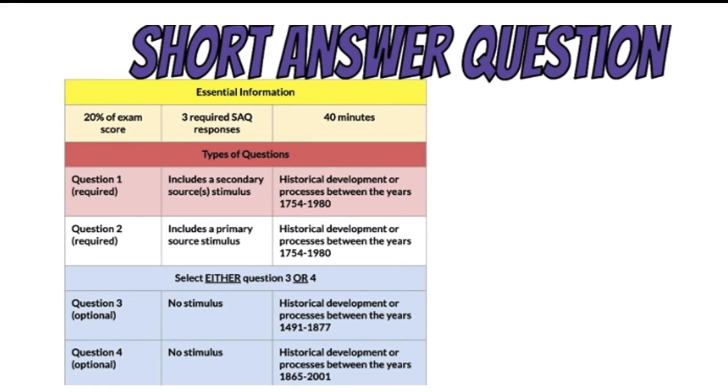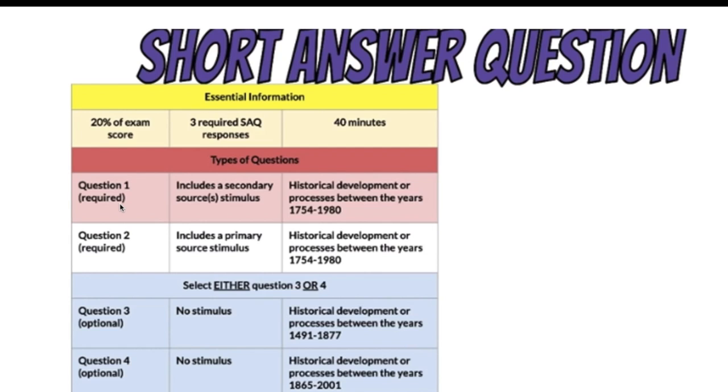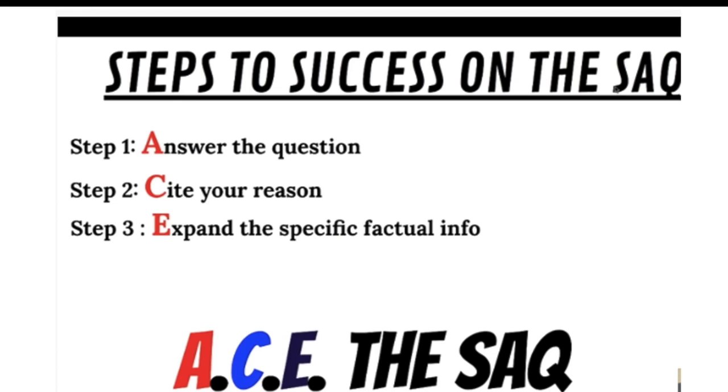Questions 3 and 4 are where you will have the option. Neither question will have a stimulus, and you can pick the question from the years 1491 to 1877, periods 1 through 6, or you can pick the question which will be from 1865 to 2001. So once again, you will have to answer question 1 and question 2, and then you will pick between one of the 2 questions, question 3 and question 4, whichever one you feel most comfortable with.